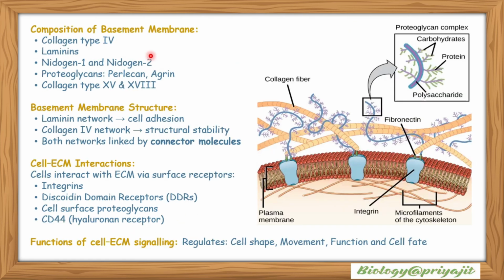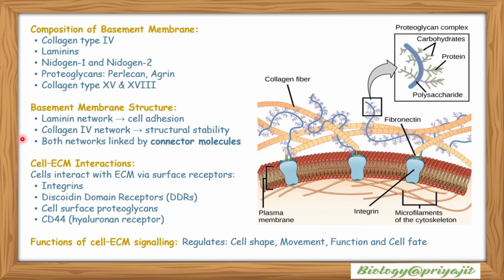Composition of the basement membrane includes collagen type 4, laminins, nidogen 1 and nidogen 2, and proteoglycans including perlecan and agrin, and the collagen types are type 15 and type 18.